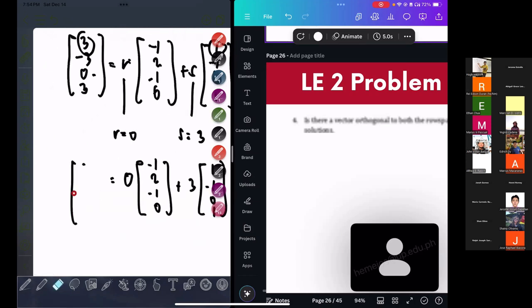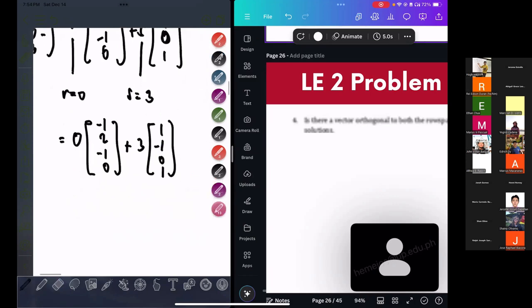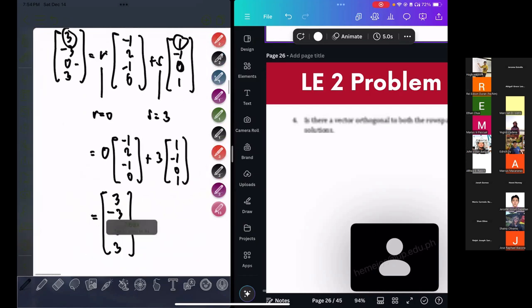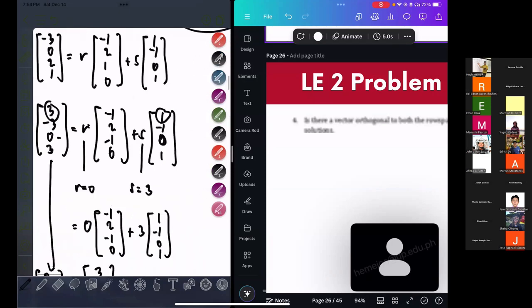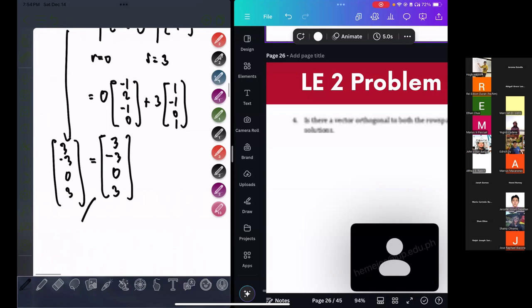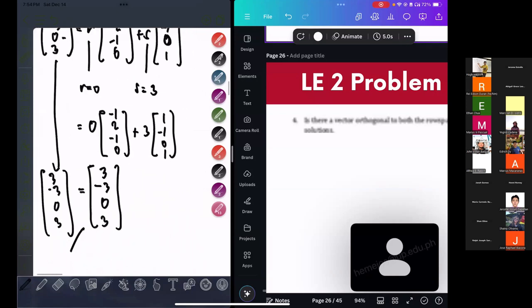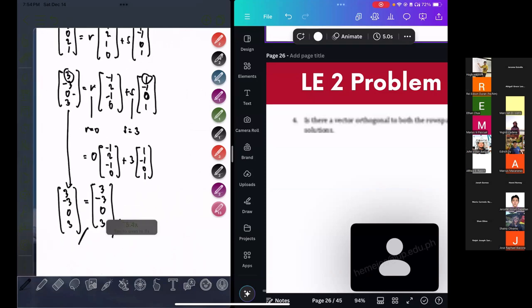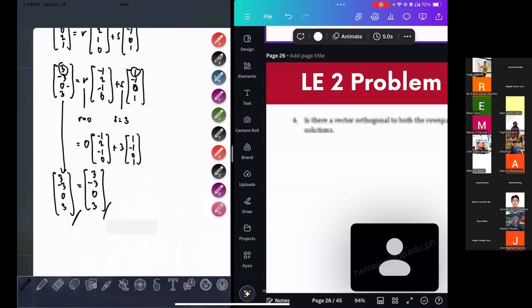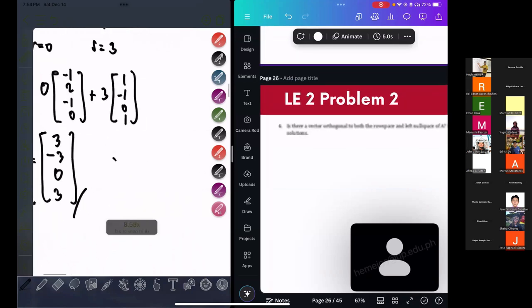And then we get that this is just 3, negative 3, 0, 3, which is equal to the first vector from earlier. So what this means is, remember, this is a basis of the column space. So it is in the column space. And we figured out now that when r is 0 and s is 3, this vector is also a linear combination of the null space. So in terms of our final answer, the answer is yes.